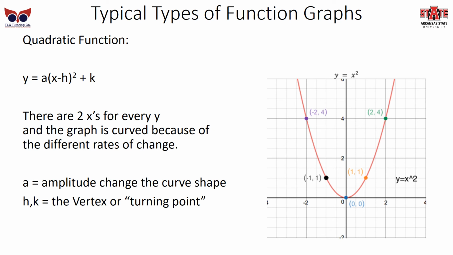A second common function is the quadratic function, which creates a parabola. The standard form here would be y equals a times x minus h squared plus k. There are two x's for every y. So like when y is equal to 4, there's 2 points on the parabola. The graph is curved because of the different rates of change. So a is the amplitude that changes the curve shape or makes it face up or down. h and k is the vertex, that's the turning point, and on this particular one it's at 0, 0. But hk would be the point that the parabola turns around and goes the other direction.